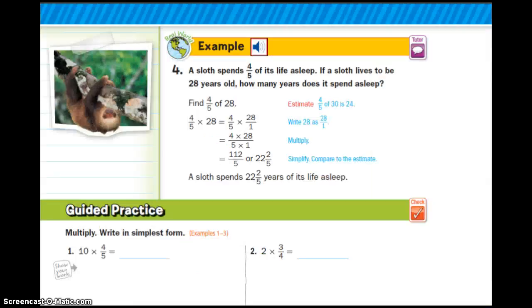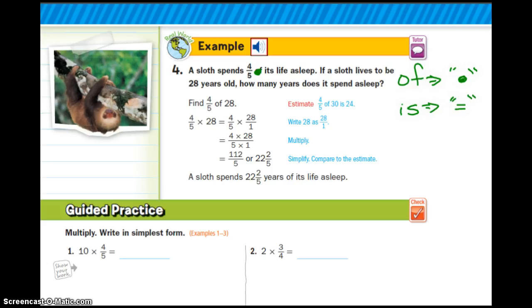Okay, life is really about real-world problems. Let's read the problem. A sloth spends 4/5 of its life asleep. If a sloth lives to be 28 years old, how many years did it spend asleep? Now, let's talk about keywords. The word of will always mean to multiply. The word is will always mean equal. So those will help you when you're writing problems.